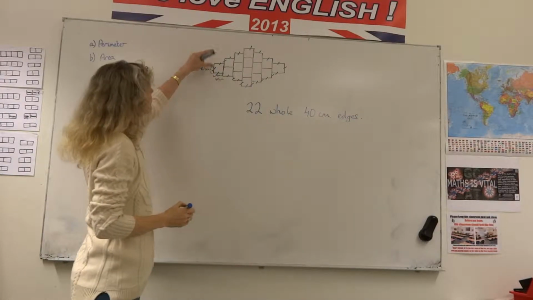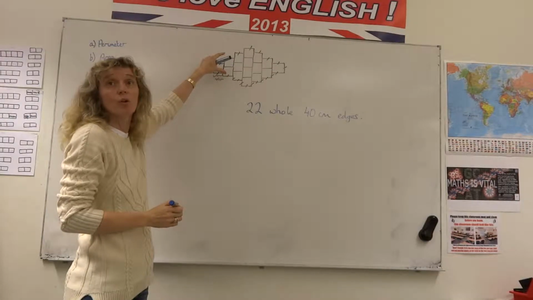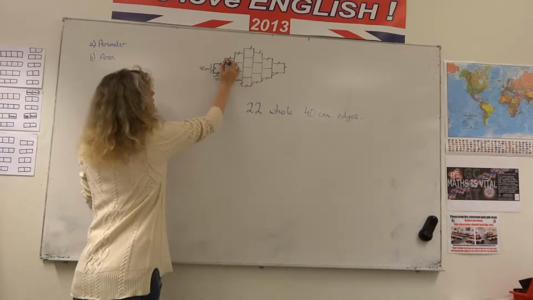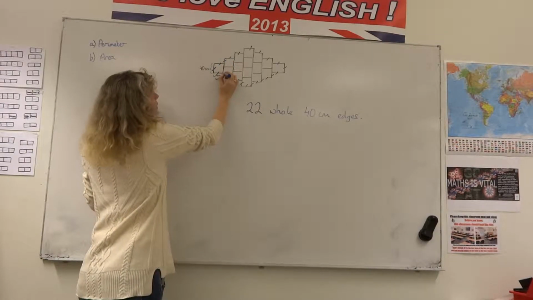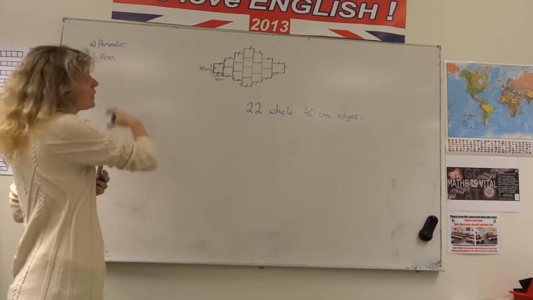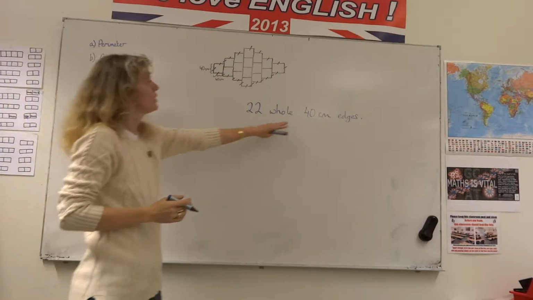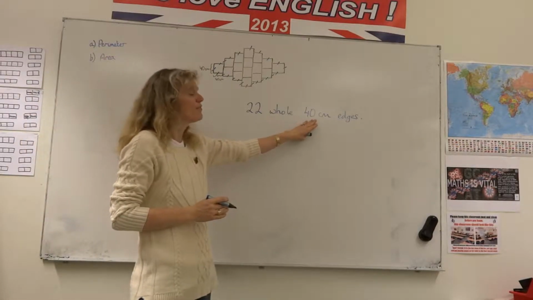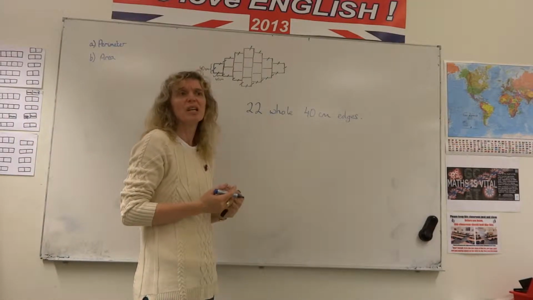If we count each of these end ones as being one full one, because it's a square, we know it's a square, and we know that this one is 20 and this one is 20, so we can count those as being one lot of 40. So we calculated all the edges, and each of those edges is 40 centimeters. If I do 22 times 40 centimeters, I'm going to end up with a pretty big number.